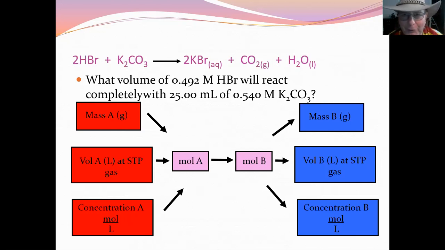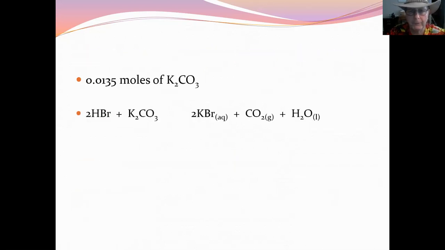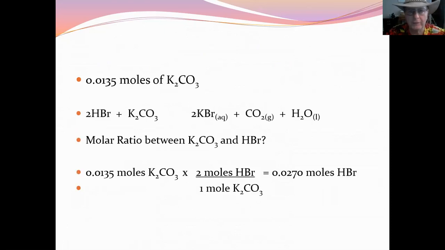Anyway, you were absolutely right. If you have moles of potassium carbonate, you convert that into moles of HBr by multiplying 2 moles of HBr over 1 mole of potassium carbonate. So I'm going to take that over there. Now I have 0.0270 moles of hydrobromic acid.